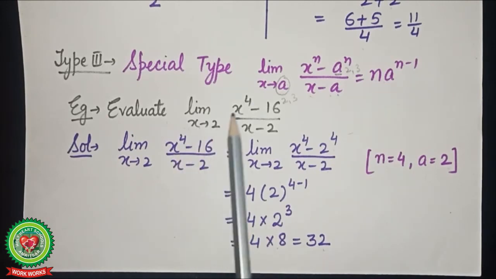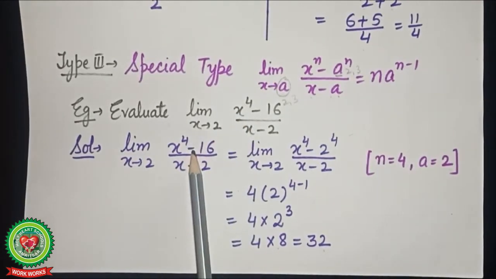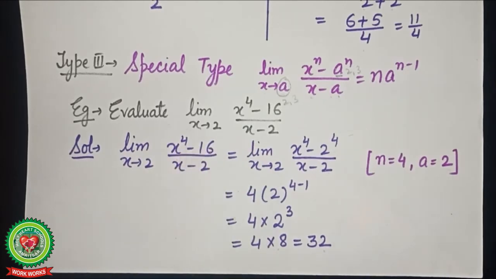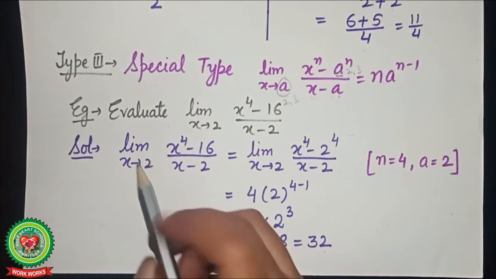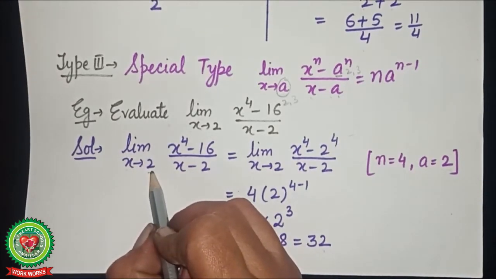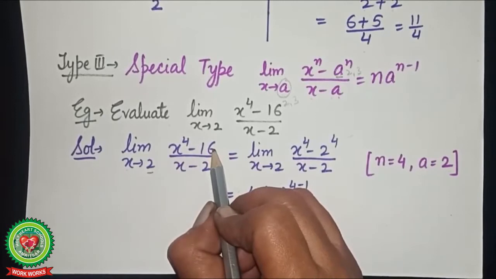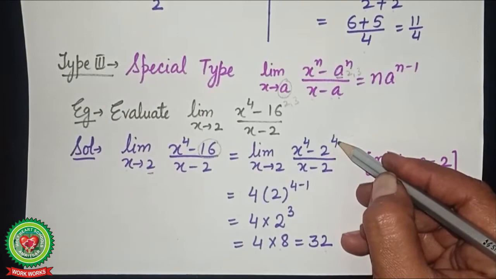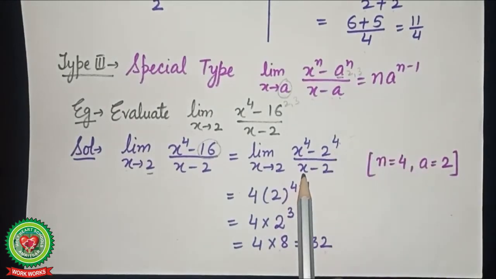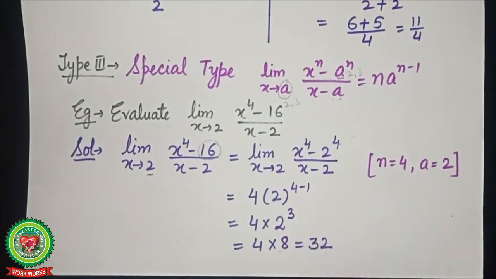Now here, factorization is also possible, but we can't factorize the higher power. For example, if we are having x raised to power 10, it is not possible for us to factorize the higher power. So we will apply this type. Now here x is approaching to 2. So here it should be same. So we will write 16 as 2 raised to power 4. In the denominator it is already in the form of x minus 2.